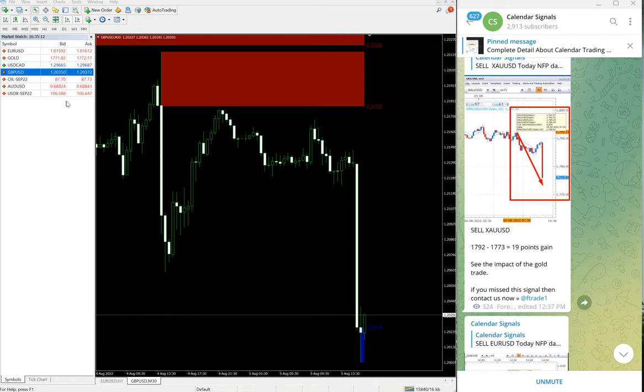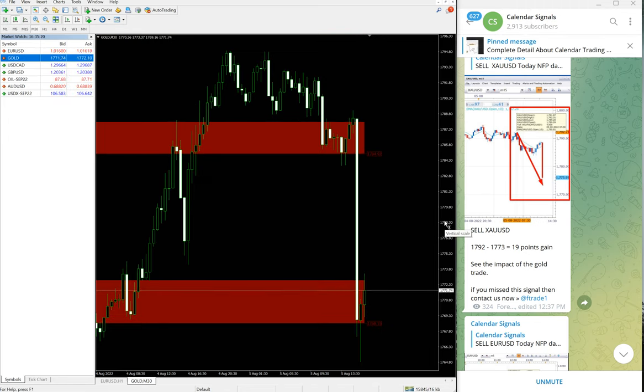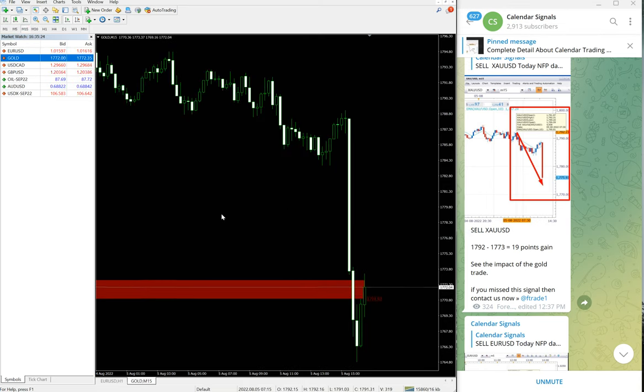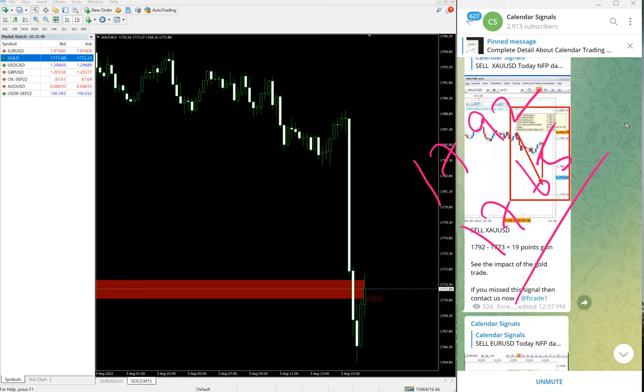Then the next signal performed is gold. We gave sell gold, sell GBP, sorry, sell XAUUSD. Sell XAUUSD is here. Gold chart, 15 minutes chart opened here. And entry taken at 1792. And low traded 1765, huge profit on gold. And 27 points gain on gold, huge profit.